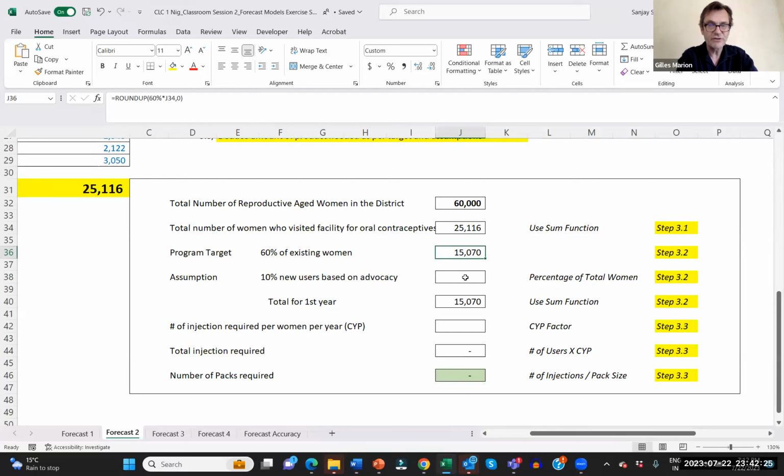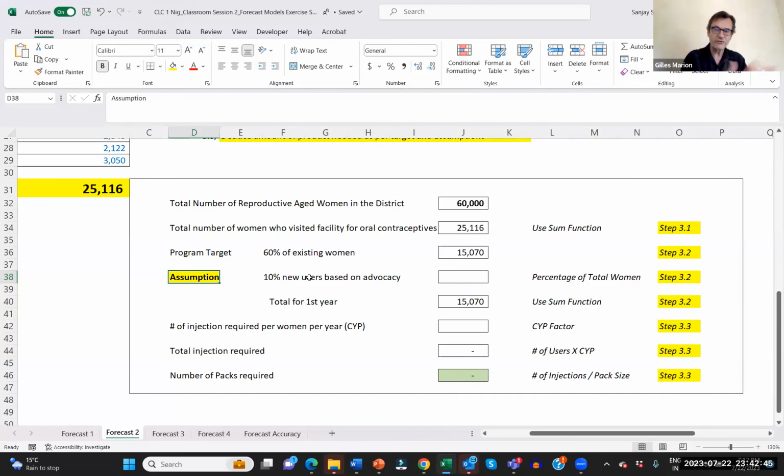This is 60% of the people who have consulted in a health center. Again, here we make an assumption. And as Sanjay said, what is very important when you make an assumption is to write it down, so that when you go back to your file, or if somebody comes to your file, we know what the assumption was. Here we make it because there is advocacy linked to the program, so there will be 10% new users based on advocacy.